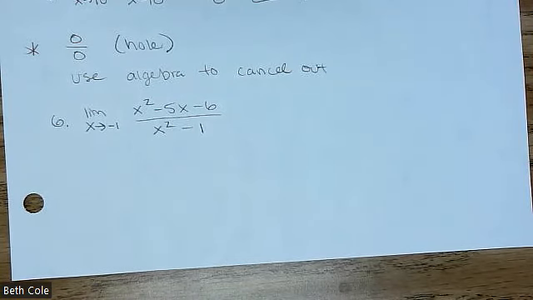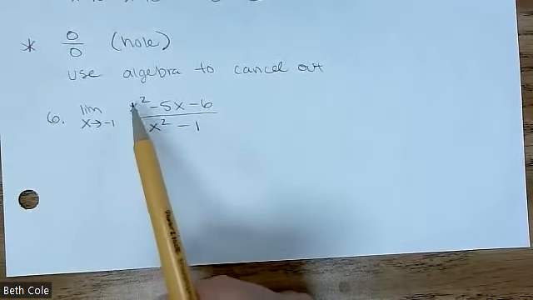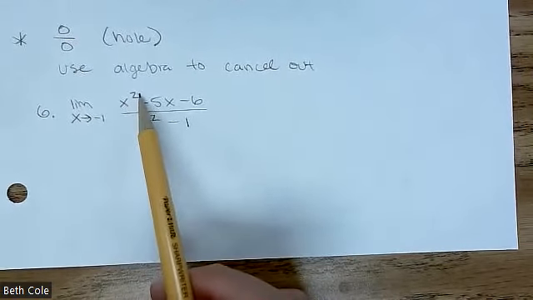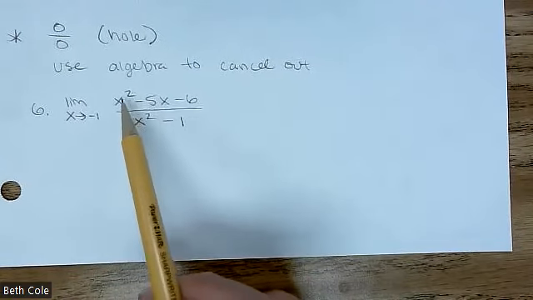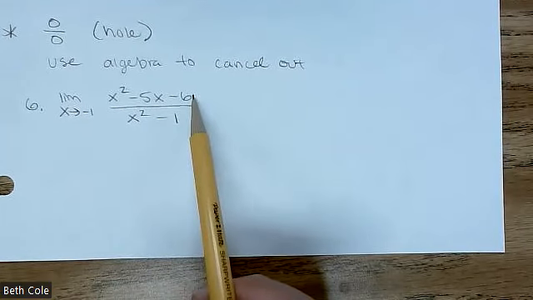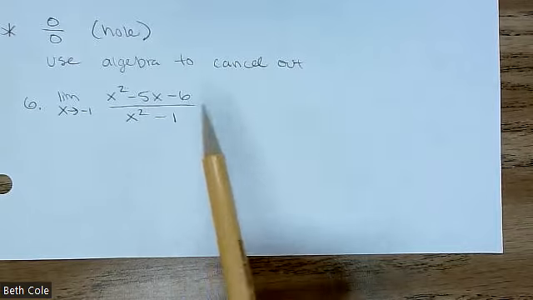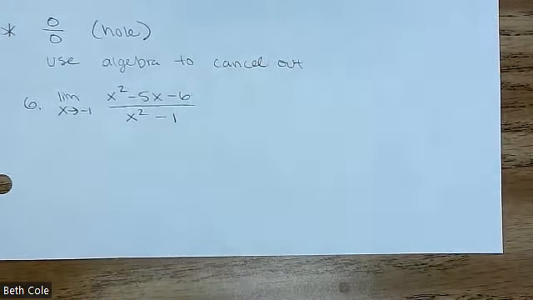Now, I'm just going to talk you through this. I won't make you write it, but watch and listen. If you plug in -1, -1 squared is 1. -5 times -1 would be +5. So 1 plus 5 is 6, minus 6 is 0. And then down here, -1 squared is 1, and 1 minus 1 is 0. You always want to check that because here's what happens.